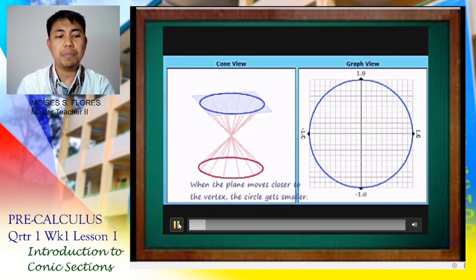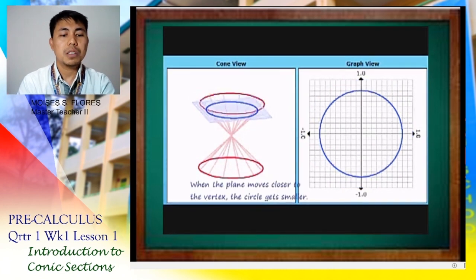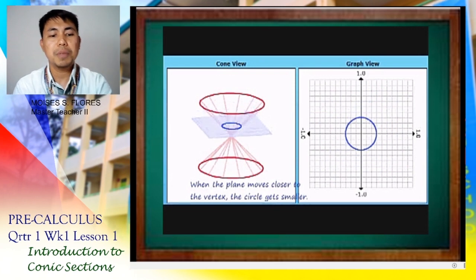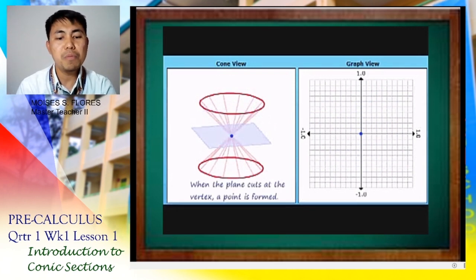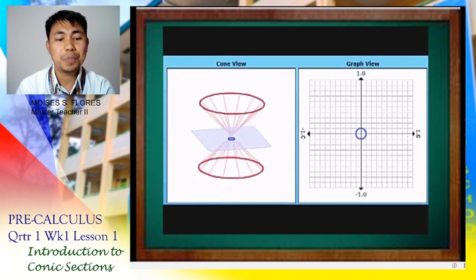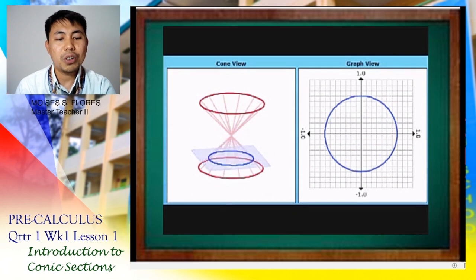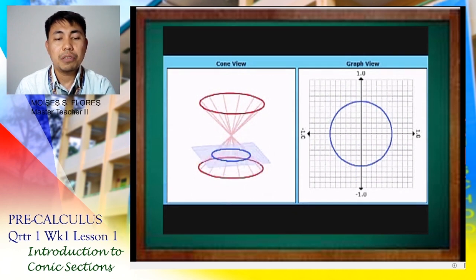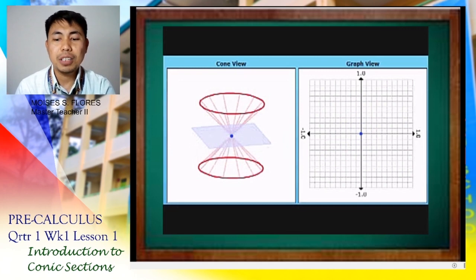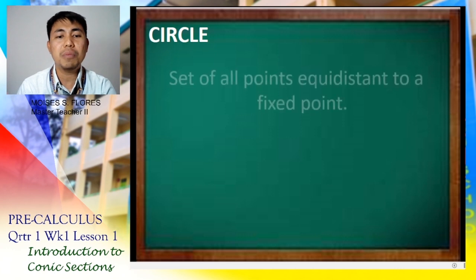Now, this clip will tell us how a circle is formed. Observe the graph. As the plane moves horizontally with the cone, the graph becomes either smaller or bigger. Notice also that when the plane reaches the apex of the cone, it forms a point. It is the degenerate case of a circle. Now, let us have the formal definition of a circle.